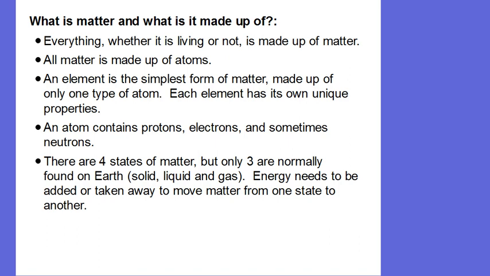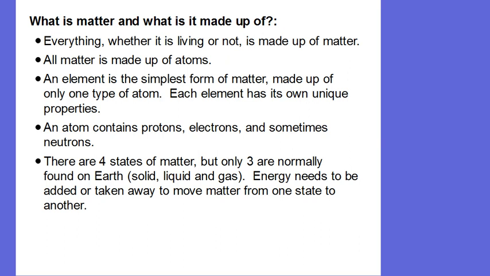We started off by reviewing a little bit about the 5th grade standards and talking about what matter is and what it's made up of. The most basic thing is that everything, whether it's living or not, is made up of matter. All matter is made up of atoms, and those atoms make up different elements. Elements are the simplest form of matter, and they're made up of only one kind of atom.